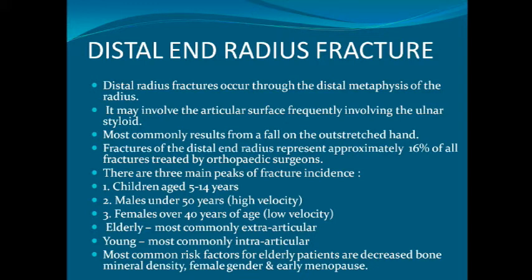Fractures of the distal end of radius represent almost 16% of the fractures treated by orthopedic surgeons. There are three main peaks of the fracture: children about 5 to 14 years, males under 40 years, and females over 40 years of age. Okay. In the elderly, you find mostly extra-articular fractures, but in the young, you most commonly find intra-articular fractures. The most common risk factors are decreased bone mineral density, female gender, and early menopause.